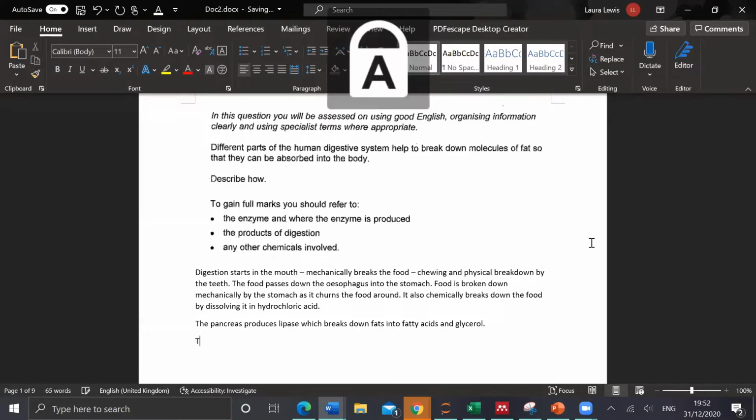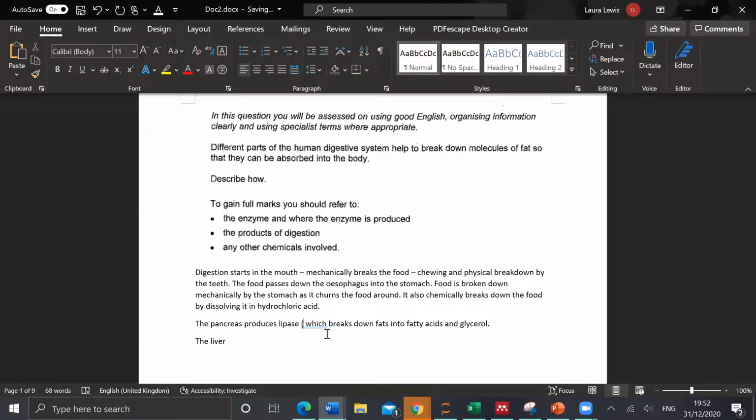Remember the liver and pancreas are also parts of the digestive system. They don't directly absorb anything, but they produce important enzymes. So this is an enzyme. Lipase is a fat emulsifying enzyme, or breaking down enzyme. Emulsifying means making small droplets. It breaks down fats into fatty acids and glycerol. The liver produces bile. The gallbladder is connected to the liver and stores bile.